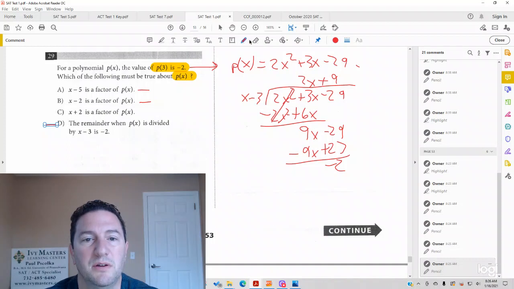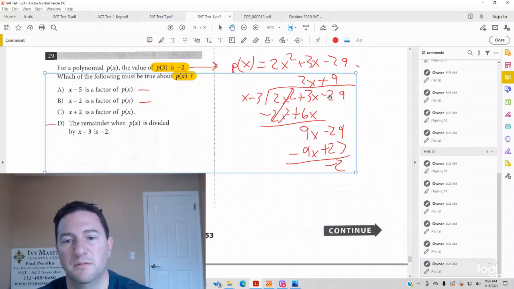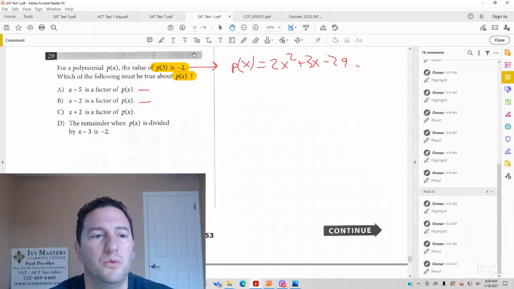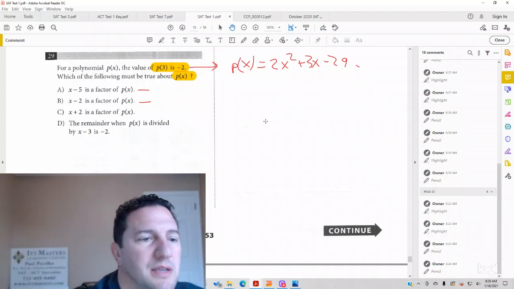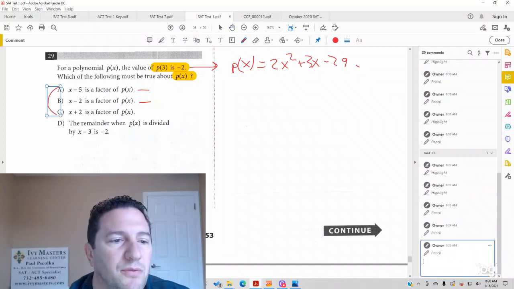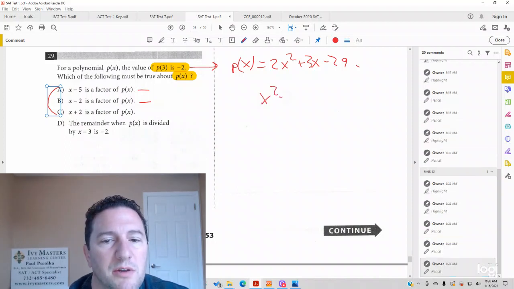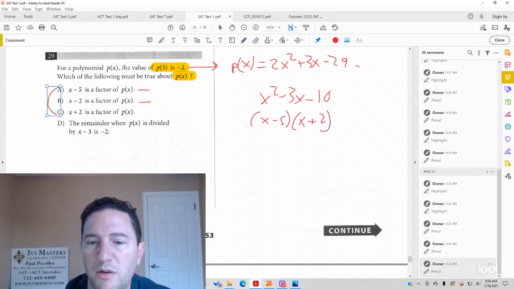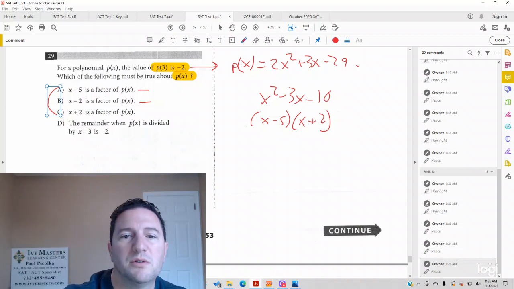So there's a concept here that could be helpful to you, which is, I'm going to erase all this, if I were to, let's say, make a polynomial with these two. So I did x minus 5 times x plus 2. What I get is x squared minus 3x minus 10. And then notice it factors as x minus 5 and x plus 2. When you add -5 and +2, you get your -3, which is your middle term. When you multiply those two, you get -10, which is your last term.